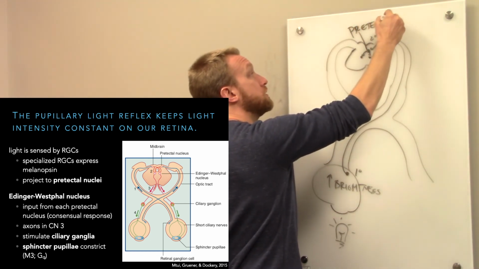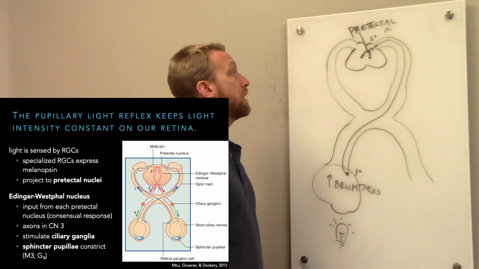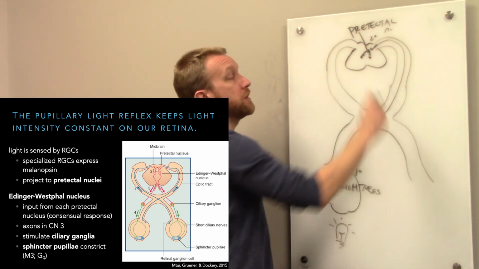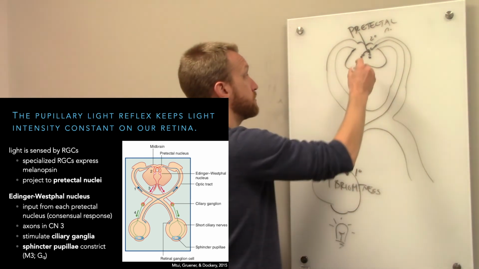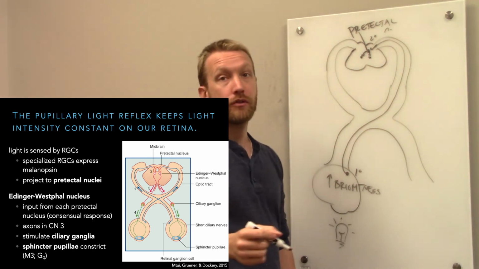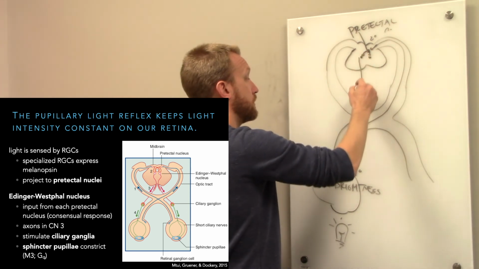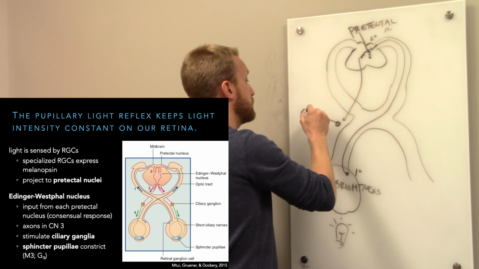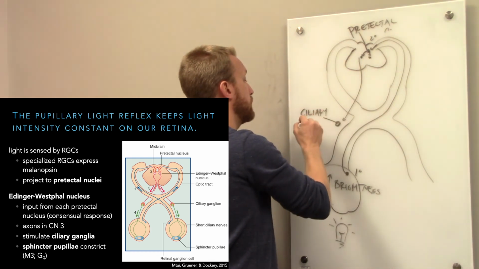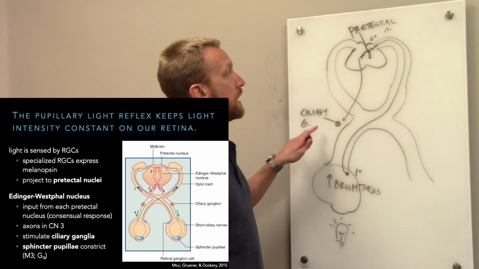So the pretectal nucleus, those are just interneurons. The parasympathetic neurons are in the Edinger-Westphal nucleus. These project out along the third cranial nerve, innervating the ciliary ganglion. Postganglionic.